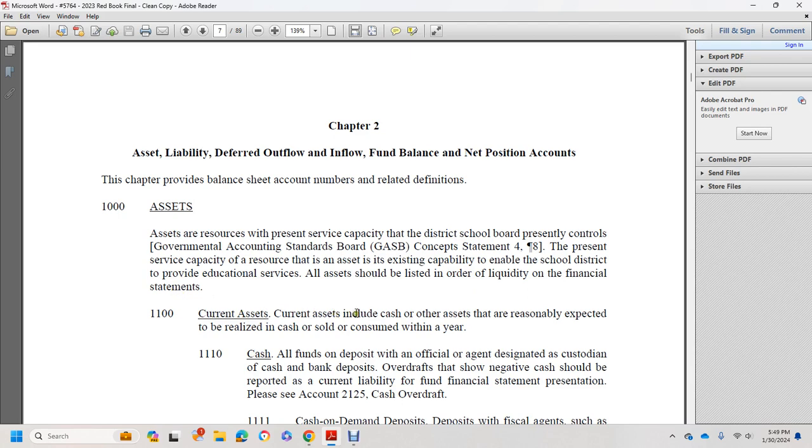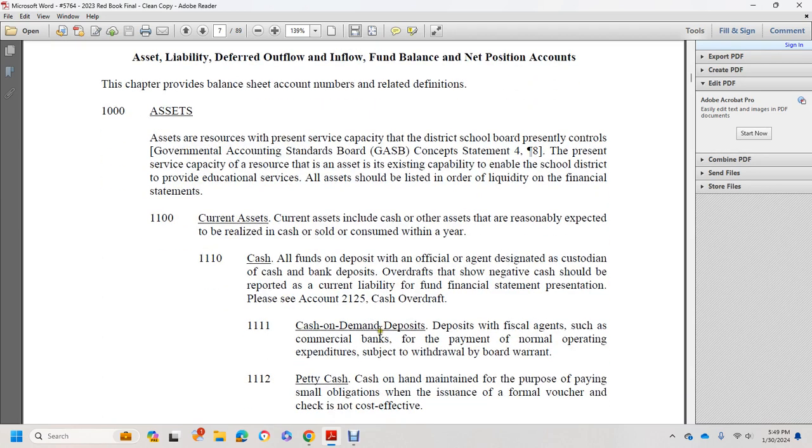1100, Current Assets. The current assets include cash and other assets that are reasonably expected to be realized in cash or sold or consumed within a year. 1110, Cash. All funds on deposit with the official agent or designated custodian, including cash or bank deposits. Overdrafts show as negative cash for the trial report, with the current liability for the fund financial statement presentation. Please see account 2125, Cash Overdraft.